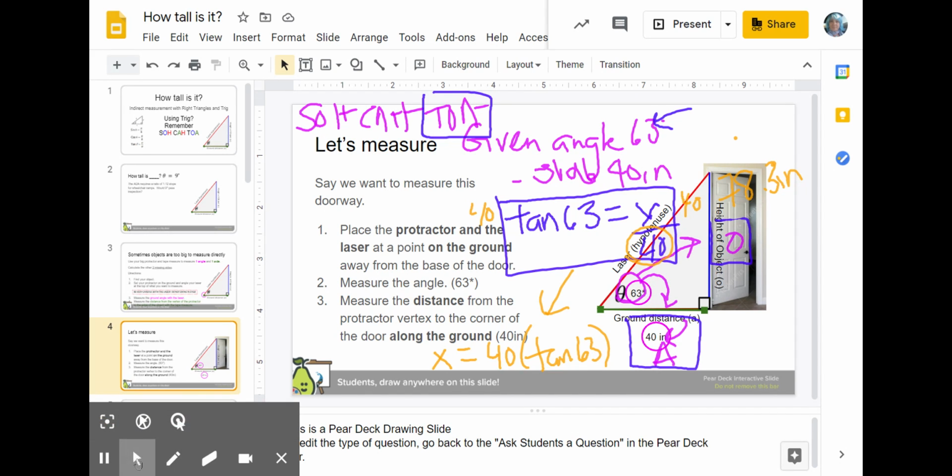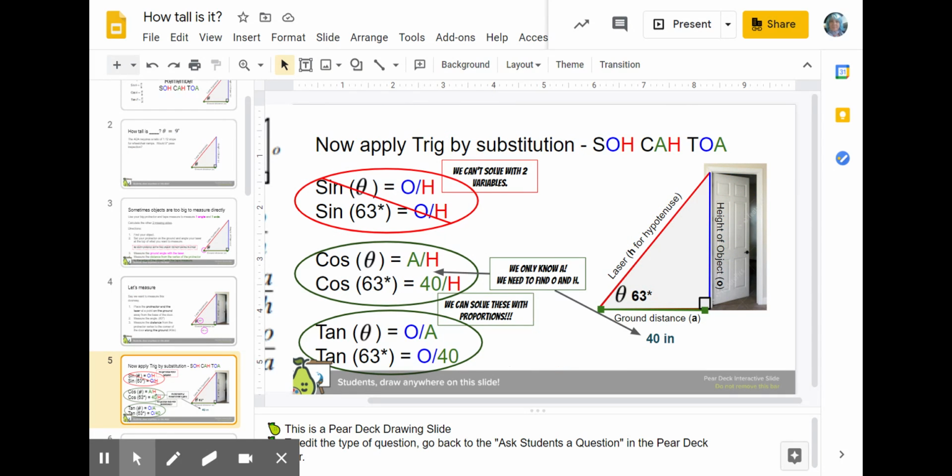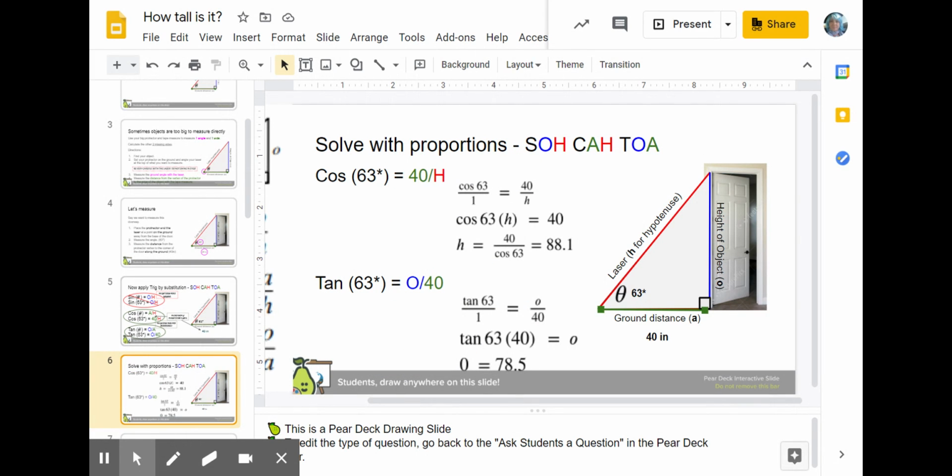So let's see if we can find another slide where this makes a little bit more sense. Okay. A little less stuff on the page. So we didn't use sine because we weren't looking for the hypotenuse. We were looking for the height. And this is where we multiplied. So we multiplied by the 40, right?